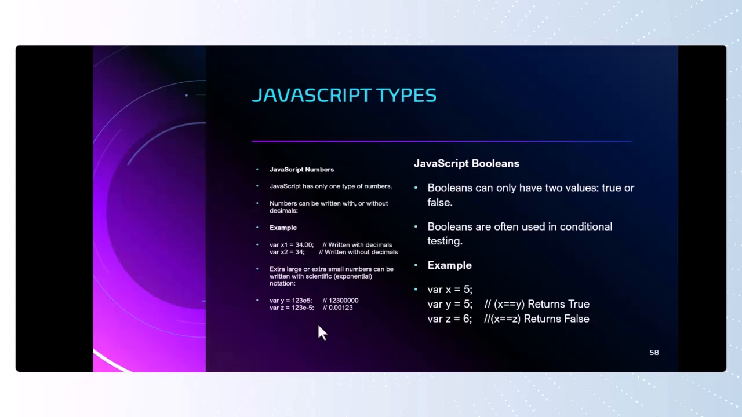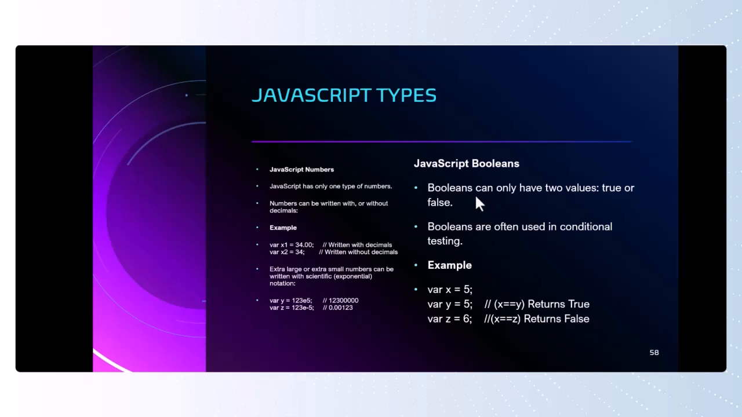JavaScript types. So we have JavaScript numbers. There's only one type of number. It can be written with or without decimals. So you could have 34.00 or just 34. And extra large or extra small numbers can be written with scientific exponential notation. And that is an example using exponent notation there for the large and small numbers that are extreme.